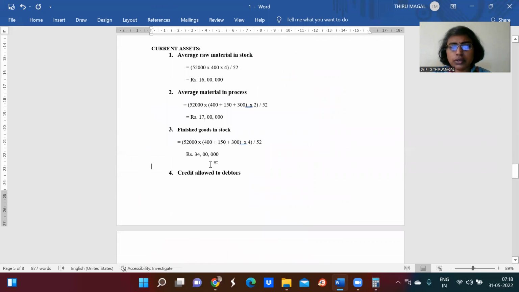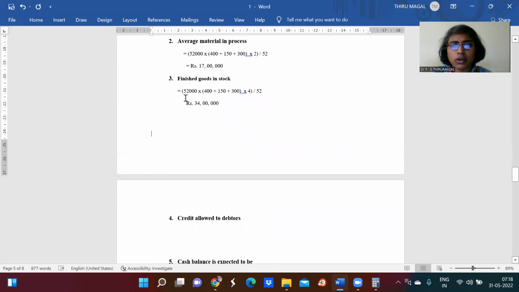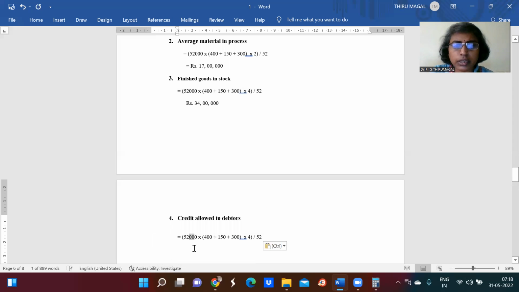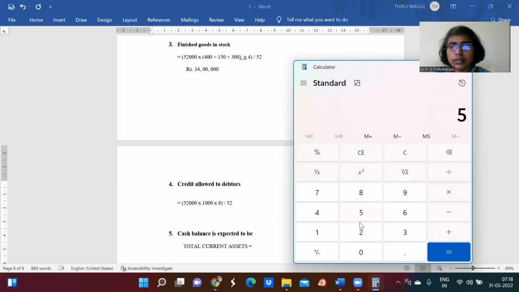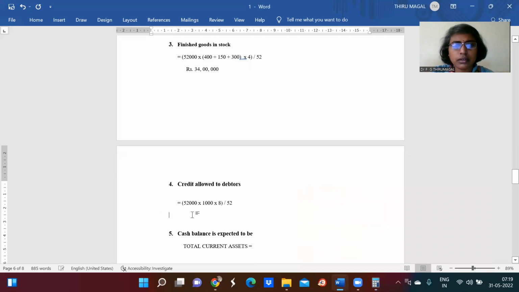So now what we can do is, for credit allowed to debtors, we'll copy and paste the same first. Now number of units 52,000. Instead of unit cost, we need to mention selling price per unit 1,000 multiplied with credit allowed to debtors for 8 weeks. Just multiply with 8. Now 52,000 multiplied with 1,000 into 8 is 8,000. Multiply with 8,000, we'll get this value. This should be divided by 52. We'll get 80 lakhs. Credit allowed to debtors is equal to 80 lakhs.